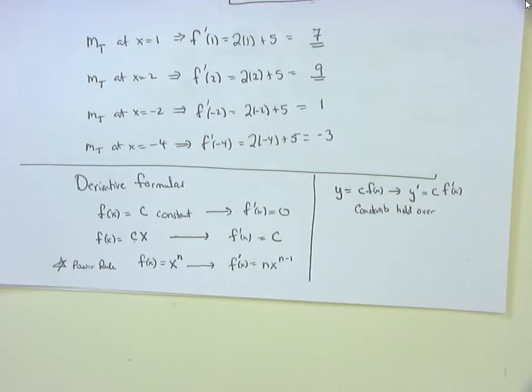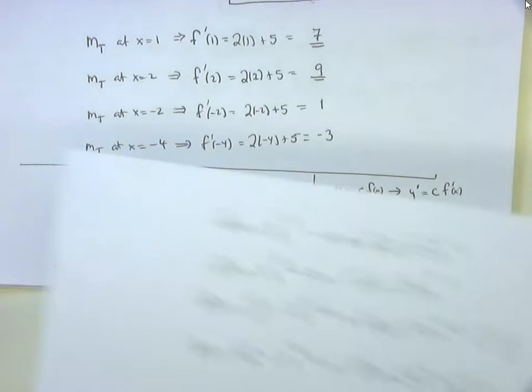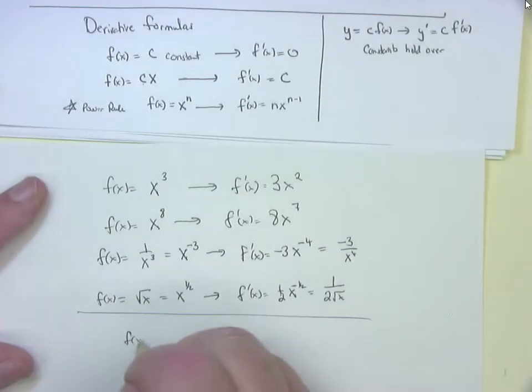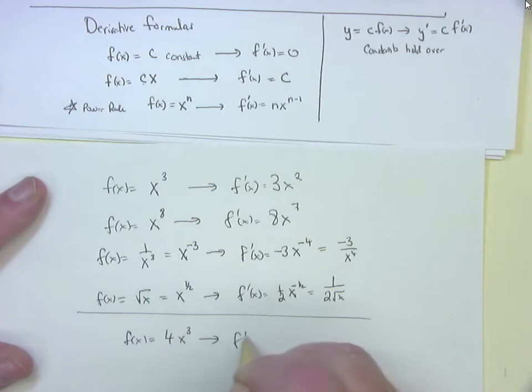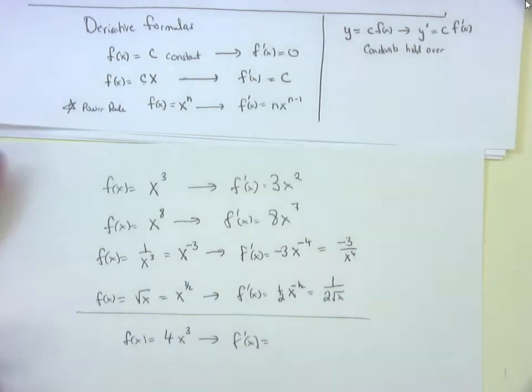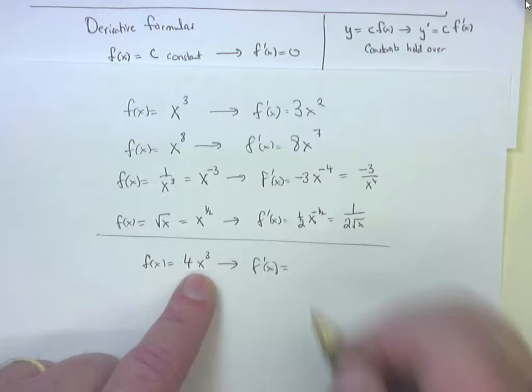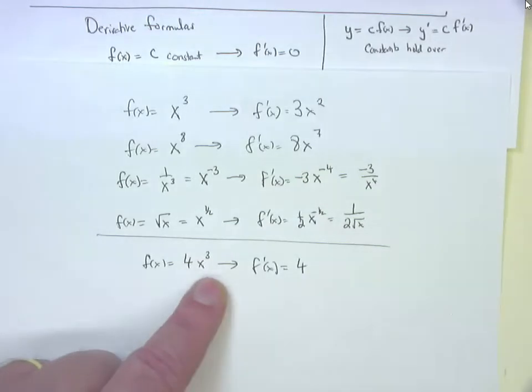Okay? So, an example of that would be this. If f of x is equal to 4x cubed, what's the derivative? Now, we're going to eventually get you to do this stuff in your head, but constants being multiplied, hold over. Leave the constant on. Leave that 4 on. You go after the x, or wherever the variable is, whether it be a t or a z or whatever.